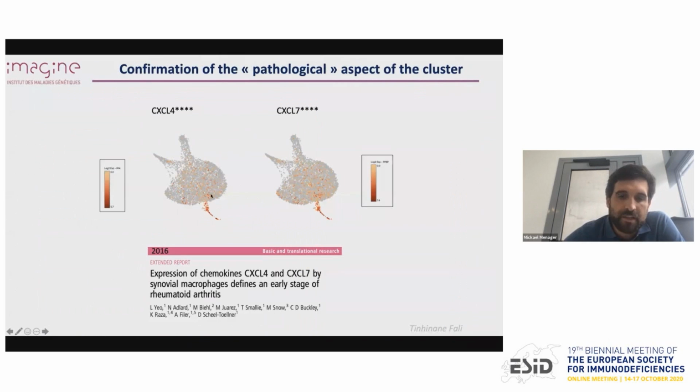And interestingly, we've now kind of confirmed the pathological aspect of cluster 13 because these are almost the only cells where there's a very high expression of those two chemokines, CXCL4 and CXCL7, which have been reported in 2016 to be able to define early stage of rheumatoid arthritis in synovial macrophages. So which means we can detect at the transcriptomic level and at the single-cell level potential markers of early signs of the establishment of a disease.